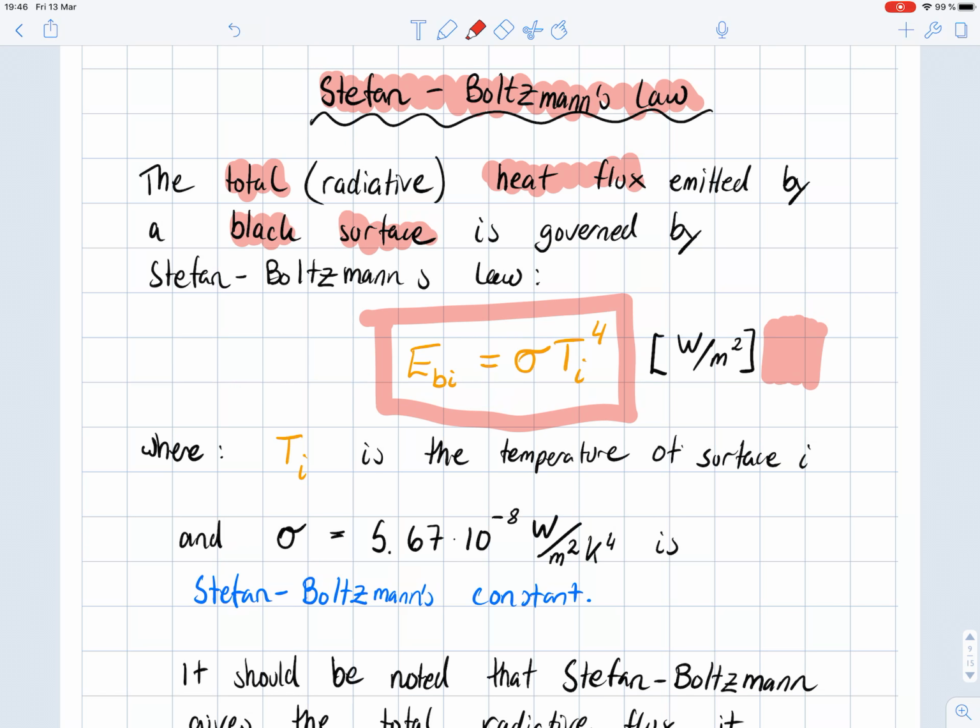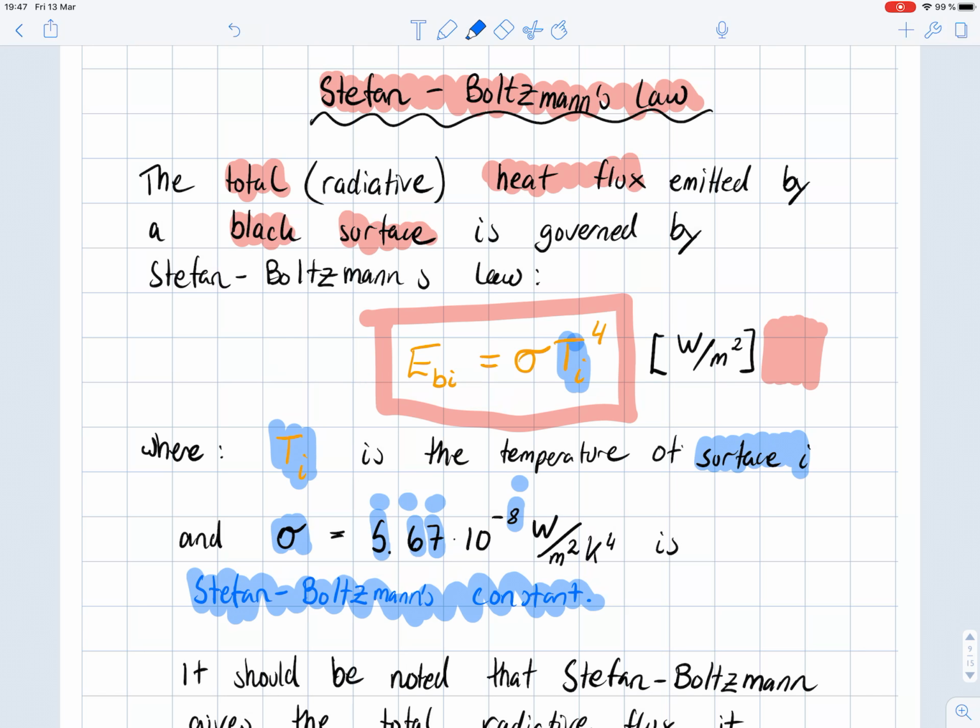In this particular formula, T_i is the temperature of the surface i, so the surface that we're looking at. And this sigma is 5.67 times 10 to the power minus 8. Okay, that's a constant you can remember, 5, 6, 7, 8. This constant is the so-called Stefan Boltzmann's constant. Its units are somewhat awkward. It's in watts per square meter per Kelvin to the power 4, and that's to be able to get rid of this 4 that we have in the law itself.